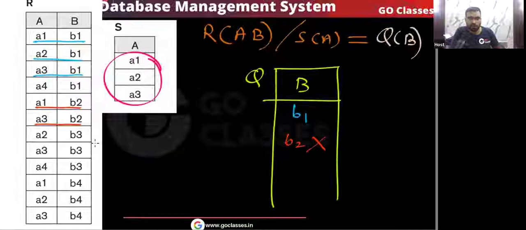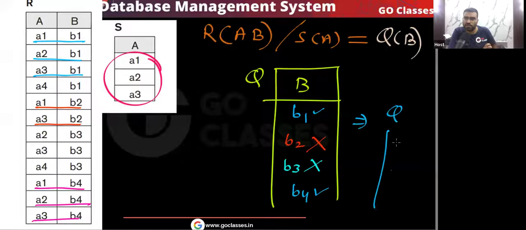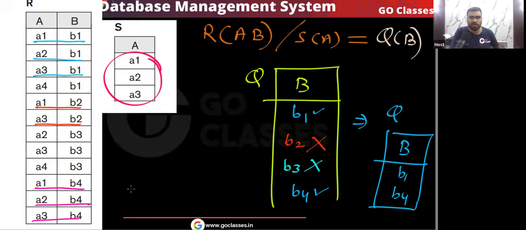Very simple. What about B3? B3 is not pairing with A1, so B3 will not come. What about B4? You can see B4 pairing with A1, A2, A3, so B4 will come. So your answer will be only two values: B1, B4.